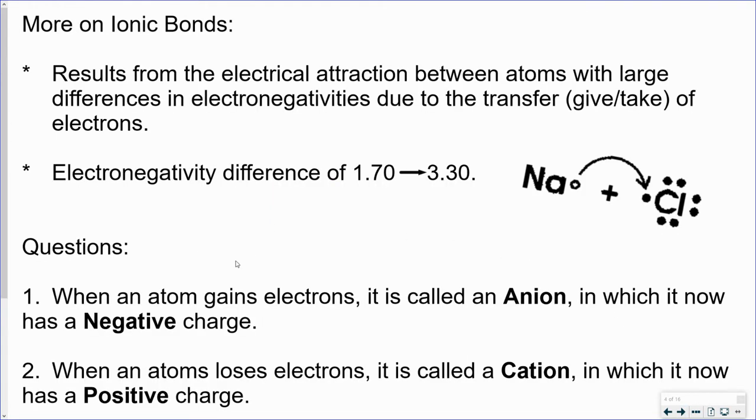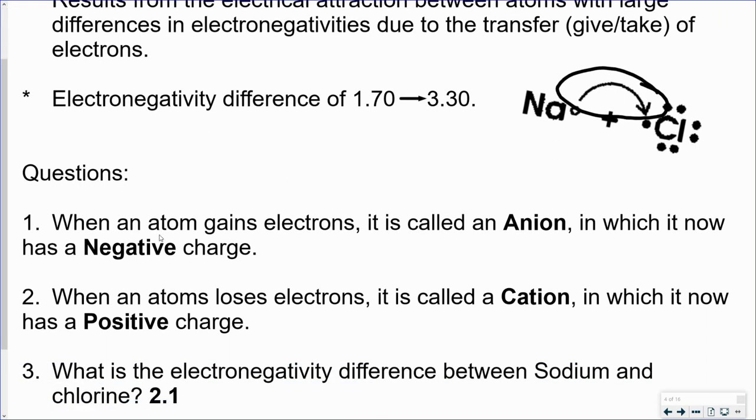So, how do we show these bonds? Okay, with ionic bonds, we show them with arrows. We show this transferring of electrons from one to the other using arrows. So, if an atom gains electrons, it's called an anion, which now has a negative charge. If it loses, it becomes positive.